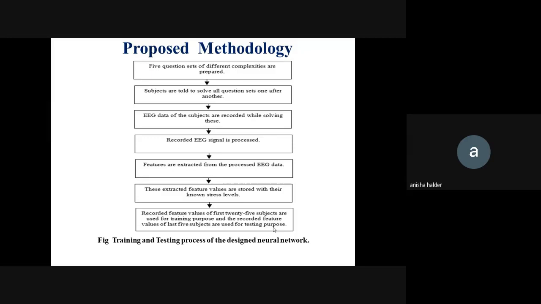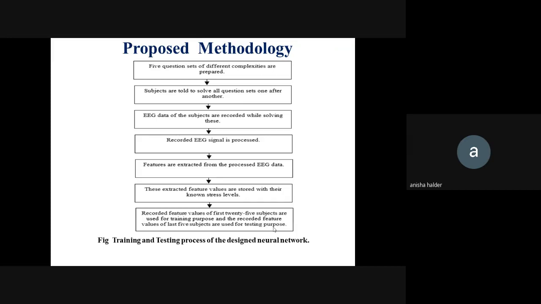So after solving problems for say 5 hours, and you have been given a very tough problem, definitely it will create some stress in your brain. So this type of different situations we are creating for developing stress in the human brain. This is the experimental environment. Five question sets of different complexities are prepared.